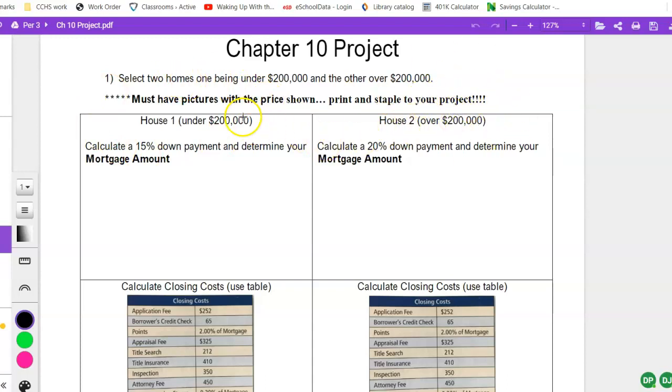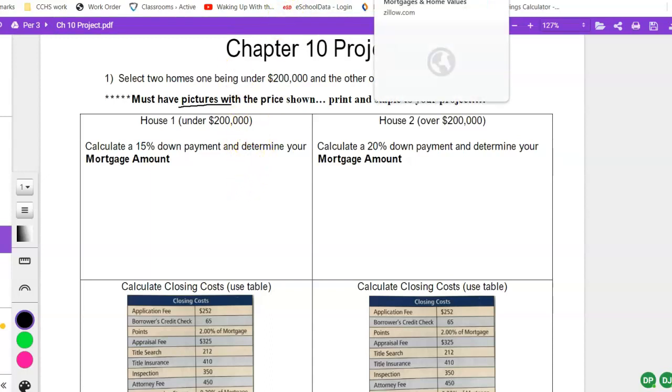something like that. Just a note, make sure you do have pictures and you save these pictures, whether it's by a screenshot, or save the link to the posting or something, because you are going to need to turn those in as well.